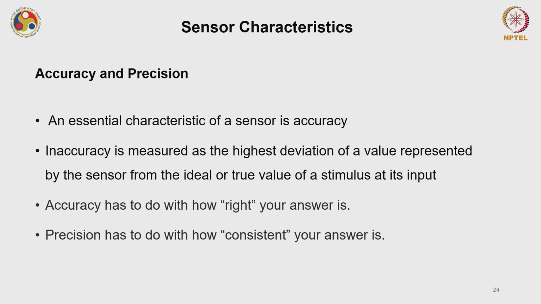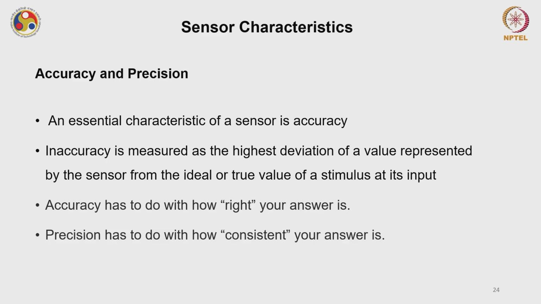Then we have accuracy and precision associated with my sensor. Accuracy is a very essential characteristic of a sensor. Usually accuracy is defined in terms of inaccuracy, and inaccuracy is measured as the highest deviation of a value represented by the sensor from the ideal or true value of a stimulus at its input. Accuracy is always associated with another word, precision, and they are confused to be the same, but they are not the same.